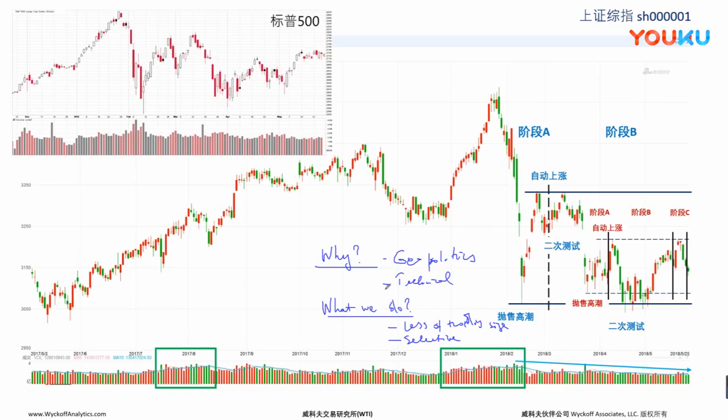So let's look at this picture also from the technical perspective, which we definitely, as Wyckoffians, would like to do. And I would like to point your attention to two areas: area number one and area number two.